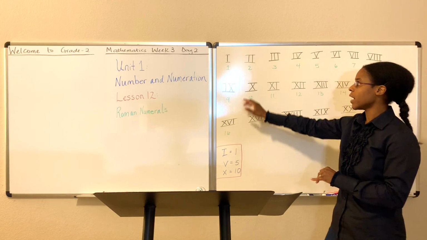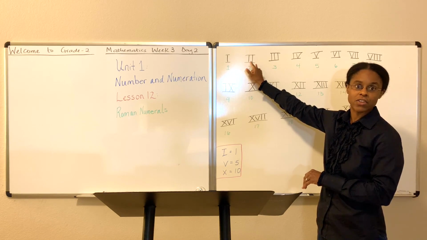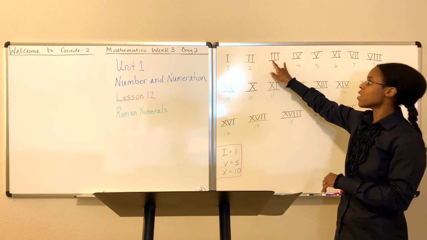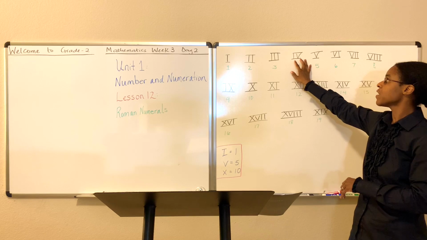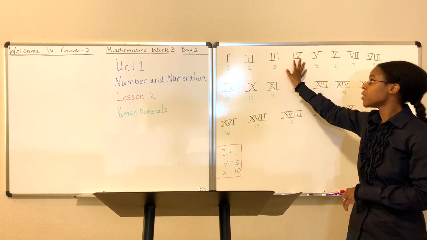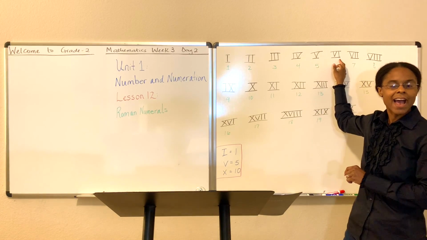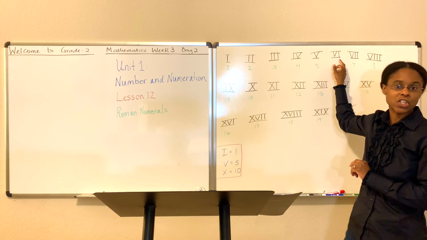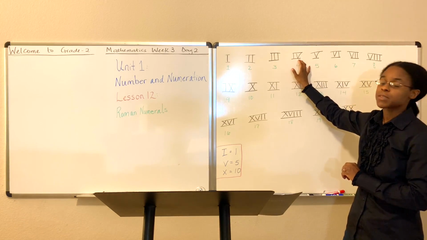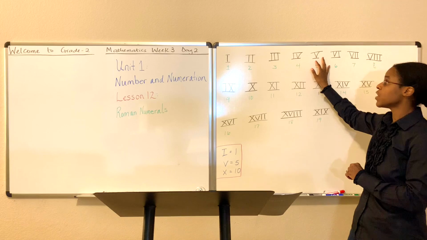I is the number 1. If you have 2 ones, you just tally them together, 1, 2. If you have 3 ones, it's 1, 2, 3. If you have a 1 before a greater value, then you subtract. If you have an I after the greater value, then you want to add. So the I comes before the greater value, which is V, which is 5. So this is 4.